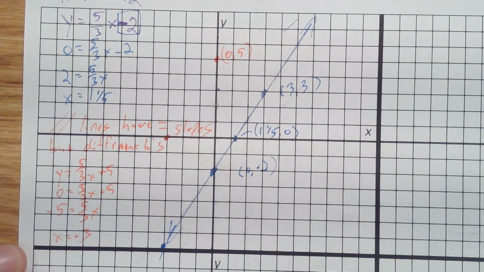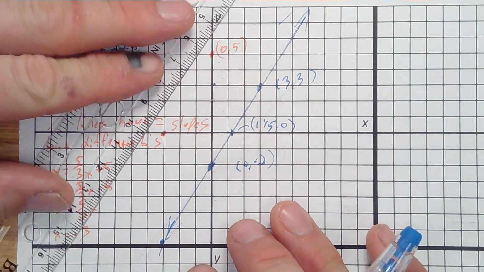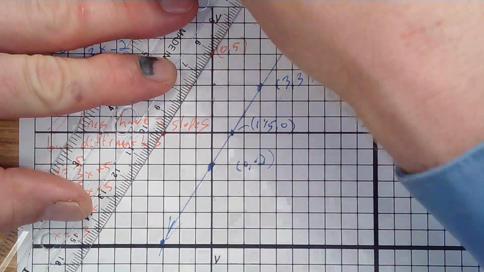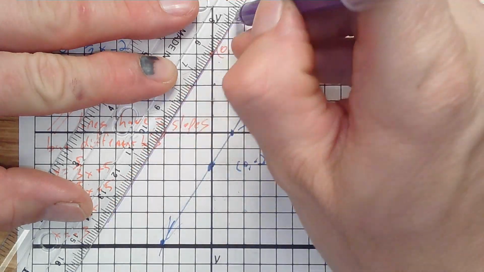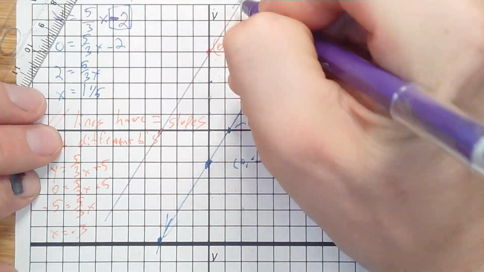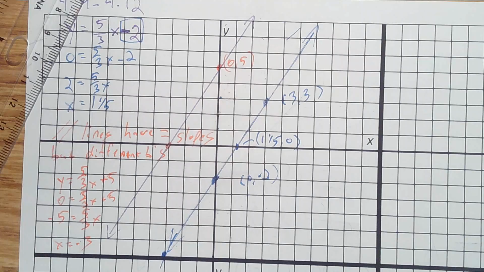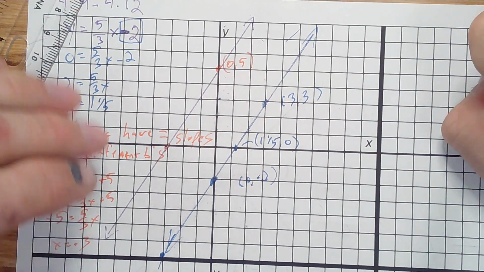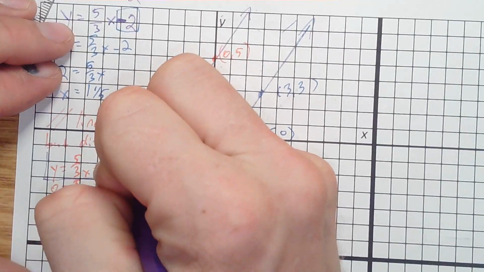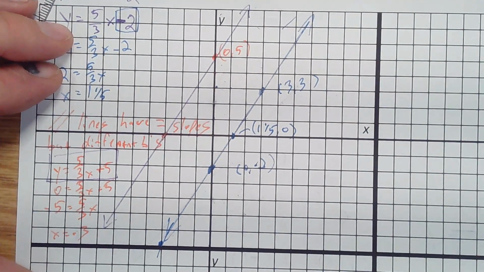And now here is my new line. My purple line is now parallel to my blue line, right? They're the same slope. This is my equation for it. But they're never going to intersect. They are the same slope.